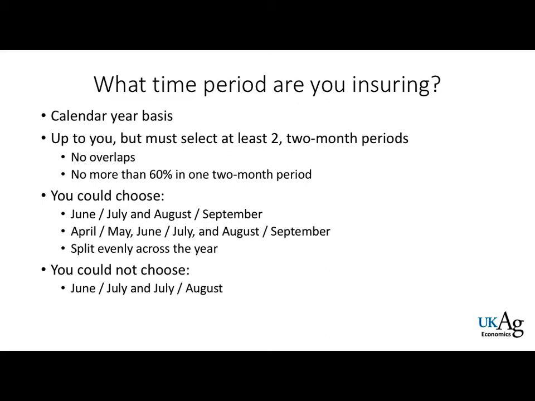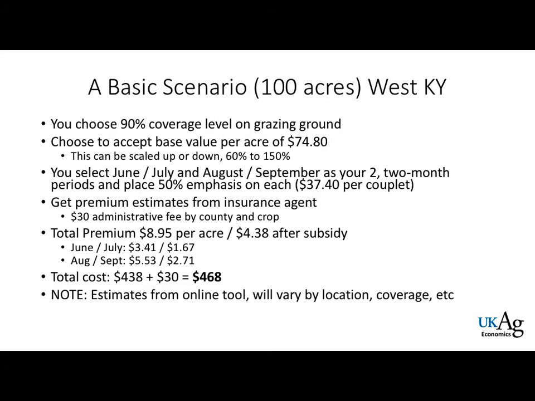I can't double cover. If the 3 months you were most worried about were June, July, and August, I can't cover June, July, then July, August. I have to cover 2-month periods that don't overlap. I would probably do this if it were me, right? Okay, just can't do it.